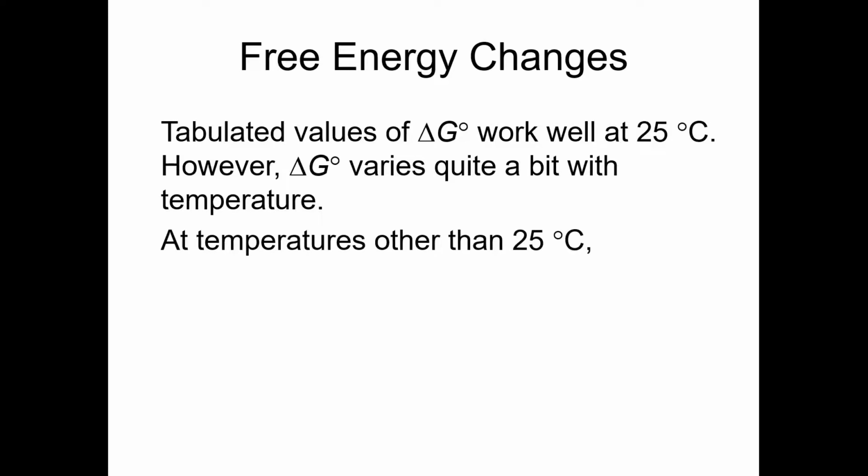And so at temperatures other than 25 degrees Celsius, we can't just sum up the tabulated delta Gs of the products and subtract out the tabulated delta Gs of the reactants. We have to use this equation and sum up the delta H's of the reaction, then work out delta S of the reaction, and plug both of those values into this equation to get delta G of the reaction.